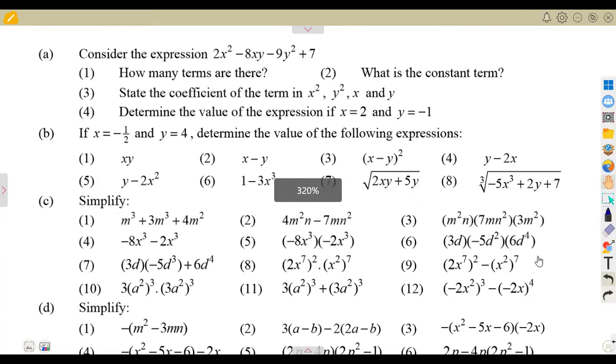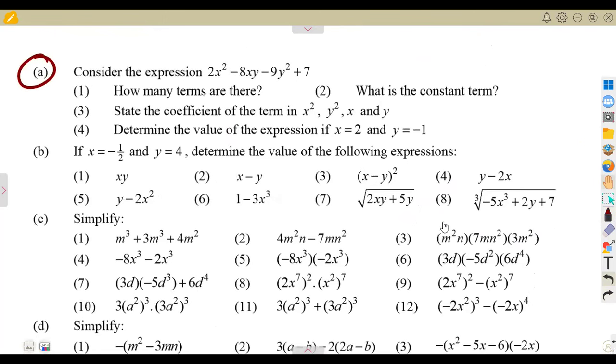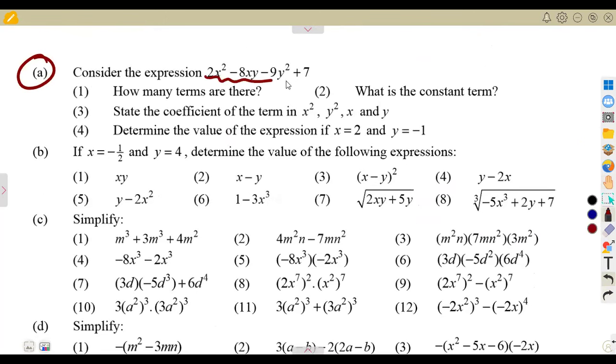All right, so the first part of the question that you're given was to consider the expression. We've got an expression, this one. How many terms? 1, 2, 3, 4. That's a quadrinomial. How many terms are there? That is the first question. So you count: there's a term, a term, a term, a term. So there are 4 terms there.